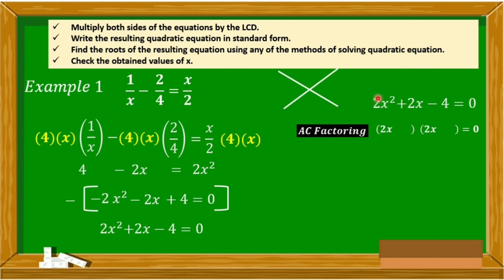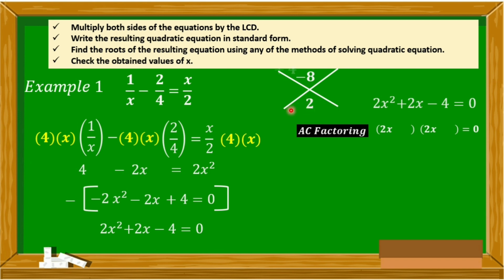Kasi, multiply natin yung a, which is 2, then yung c, which is negative 4. Yun ang ilalagay natin dito sa taas ng x. Yan. So, 2 times negative 4 is negative 8. Next, anong ilalagay natin sa baba? Yung middle term or yung letter b natin, which is positive 2. Now, dito sa left and right ng x natin, mag-iisip kayo ng factor ng negative 8 na kapag in-add natin ay positive 2 ang sagot.